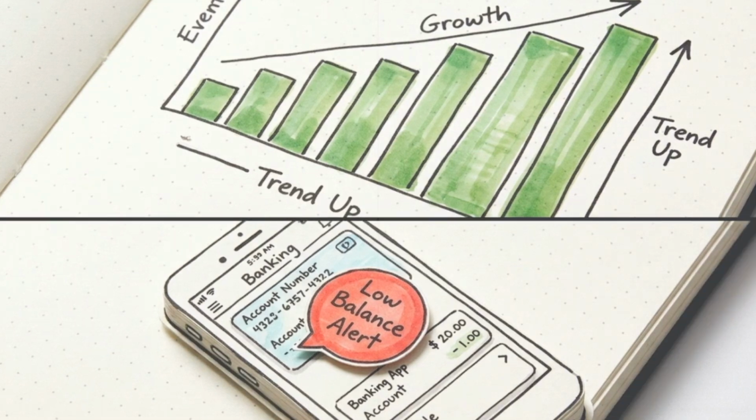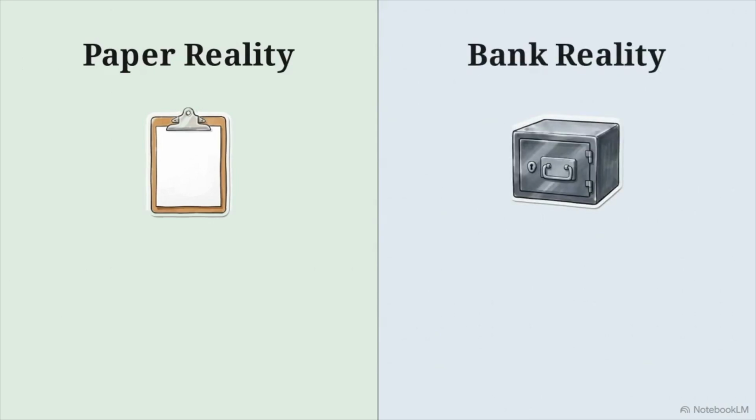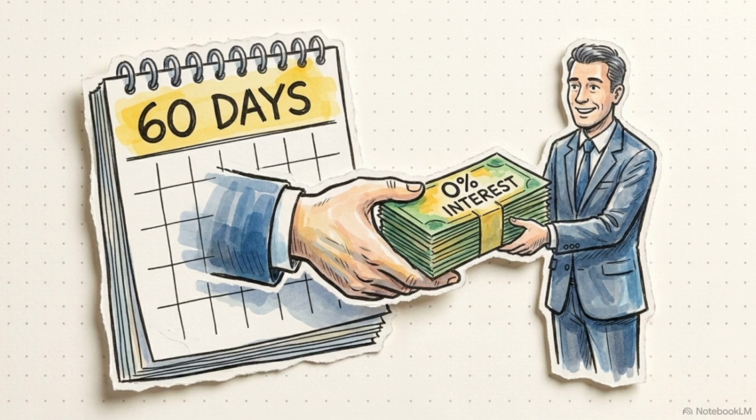To see how this happens, we must look at two simultaneous views. On the left is your paper reality. On the right, your bank reality, your actual checking account. When you close a $50,000 sale, standard accounting rules record a $50,000 positive entry on paper reality immediately. But on standard 60-day credit terms, zero actual cash hits your account. Your bank reality sits empty while the clock ticks.